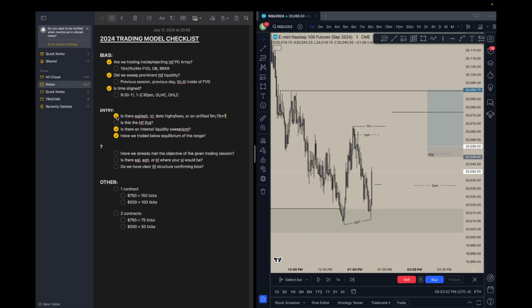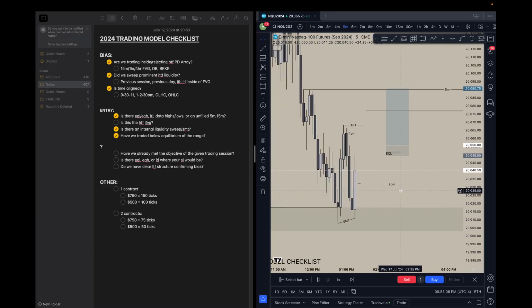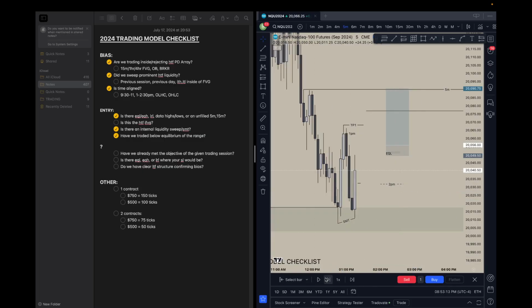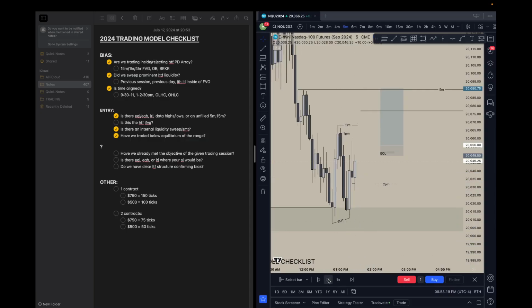Is this the highest time frame inversion? All right. Let's go on the 5-minute. There's a 5-minute fair value gap. All right. Is there a 6-minute? No. There's a 5-minute. Is there a 4-minute? Yeah, 3-minute, whatever. 5-minute. Okay. 5-minute fair value gap. Wait for that. There we go. That's the highest time frame.